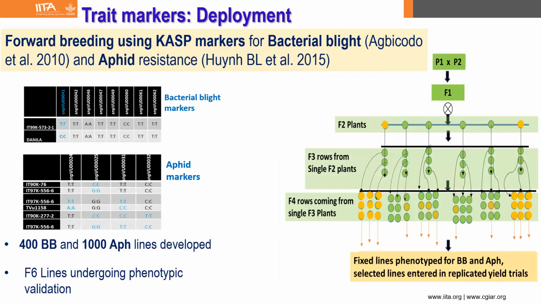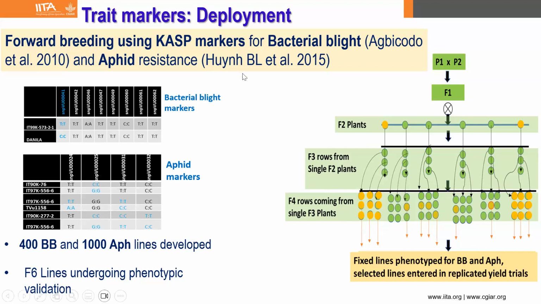There were two sets of traits whose markers were previously developed that we have taken a little bit far, the aphids and the bacterial blight markers that were already also converted to KASP markers, and we created some unique populations to try to validate this, but also we are doing two things. We are deploying it in a forward breeding approach, and we also want to check if the markers are still tracking the traits pretty well.